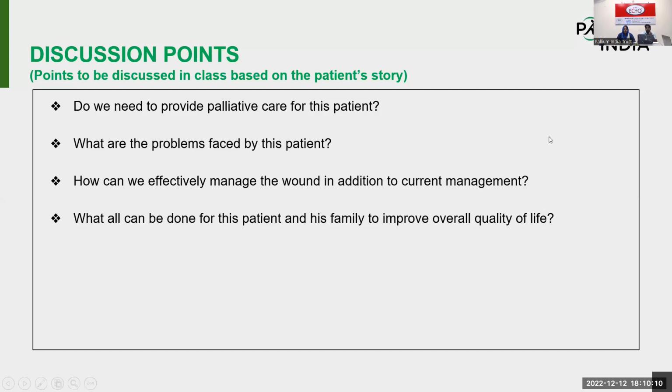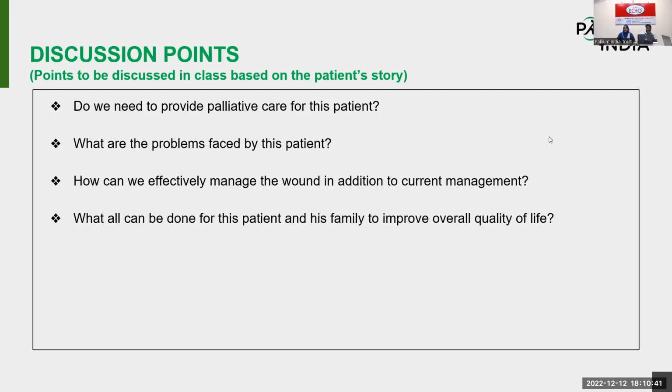So the first question was, do we need to provide palliative care for this patient? So what do you people think? You can comment in the chat box or you can unmute and just say whatever you have in mind. Hearing this case story, what do you think? Whether this patient needs palliative care or not? So I could see many yes from Akshay, Sheetal, Shweta, and Dr. Mahrooq Parvez.